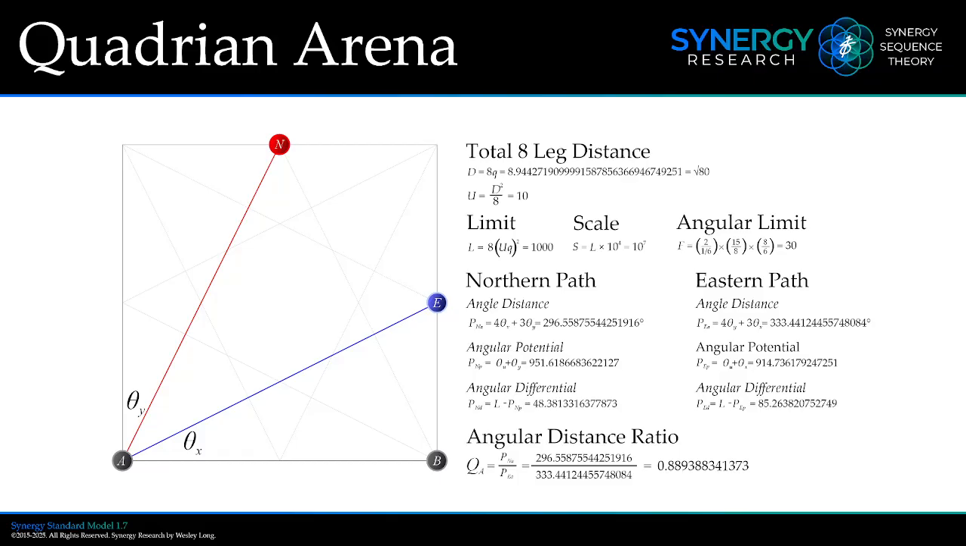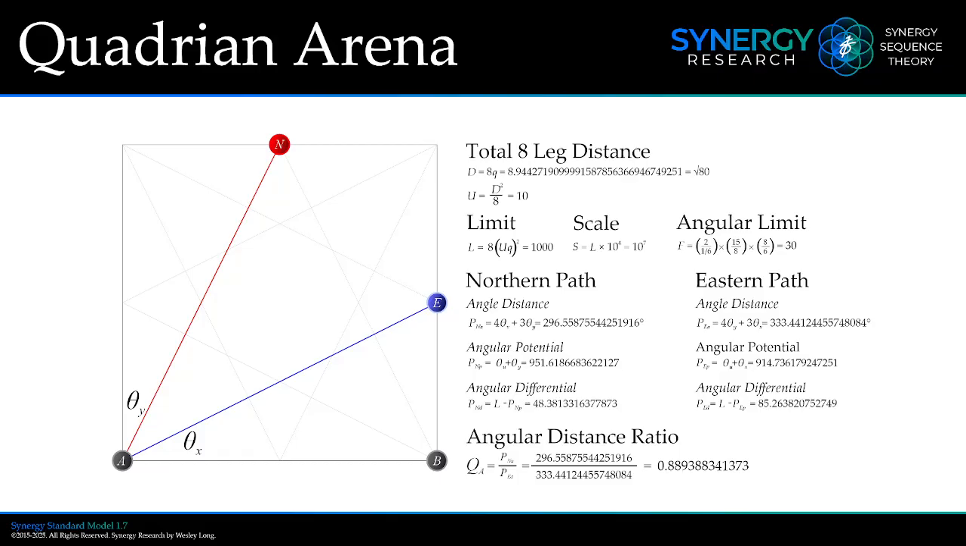This is the ratio of total north angle to total east angle. It comes out to just under 0.89, a value that may, in this system, describe relative field curvature or speed constraints. This could be the origin of light-like motion, a geometric ratio limiting paths to a maximum angular efficiency.